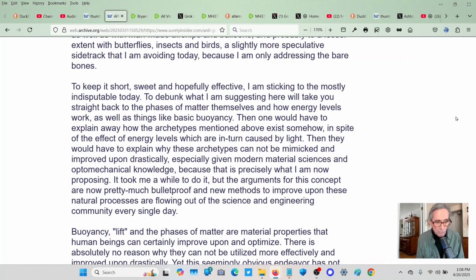To debunk what I'm suggesting here will take you straight back to the phases of matter themselves and how energy levels work, as well as things like basic buoyancy. Then one would have to explain away how the archetypes mentioned above exist somehow, in spite of the effect of energy levels, which are in turn caused by light. Then they would have to explain why these archetypes cannot be mimicked and improved upon drastically, especially given modern material sciences and optomechanical knowledge, because that is precisely what I am now proposing. It took me a while to do it, but the arguments for this concept are now pretty much bulletproof, and new methods to improve upon these natural processes are flowing out of the science and engineering community every single day.